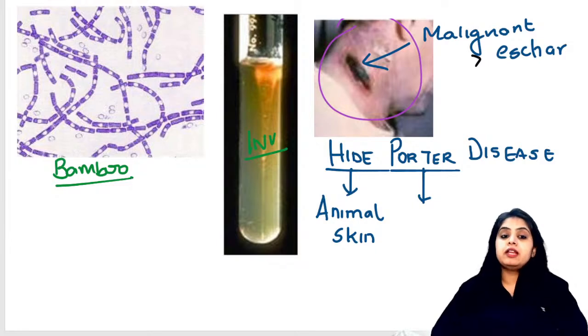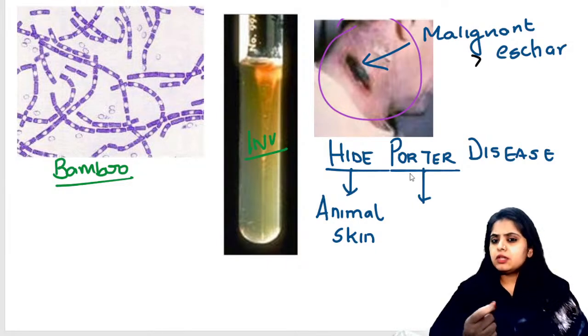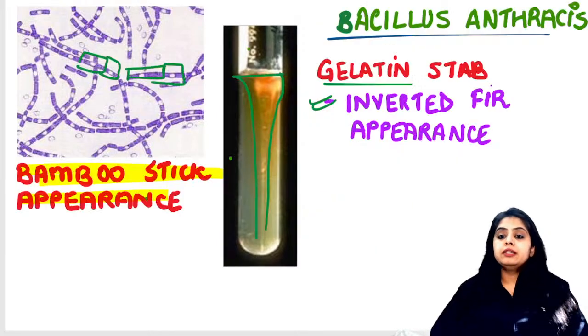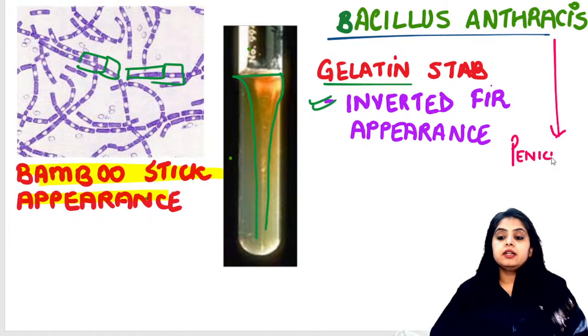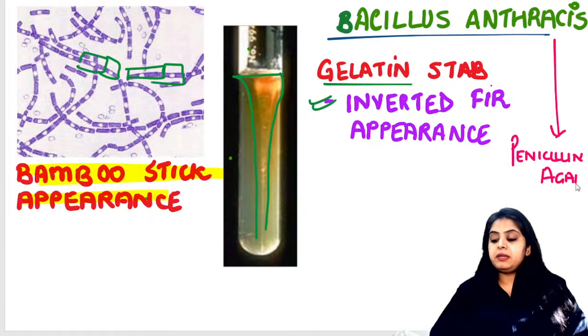Let me ask you one very quick question, which is a theory question, but I'm sure you would be knowing. The same Bacillus anthracis, if I ask you, what will you see on a penicillin agar? So PE for PE. On penicillin agar, we see the pearls appearance.